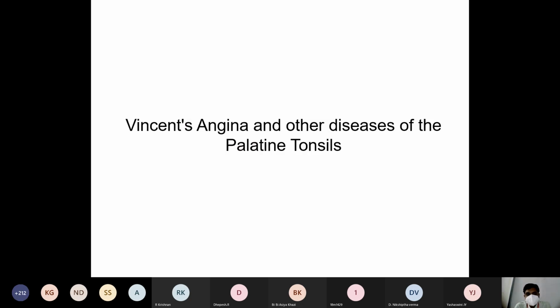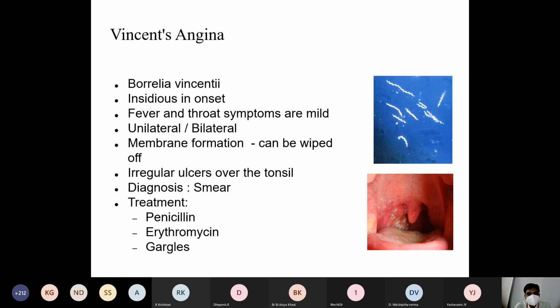There are other diseases which can affect the tonsils. One of them is Vincent's angina. It is caused by a spirochete known as Borrelia vincentii. The infection is insidious in onset. There can be fever and throat symptoms. The infection can be unilateral or bilateral, and there can be membrane formation sometimes.